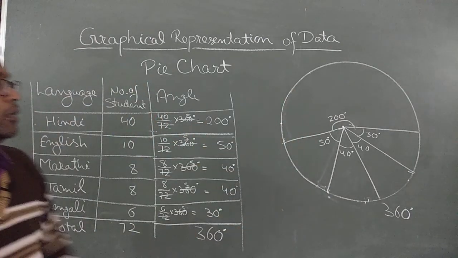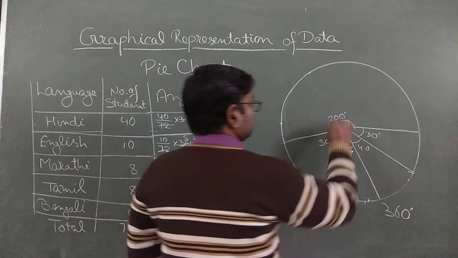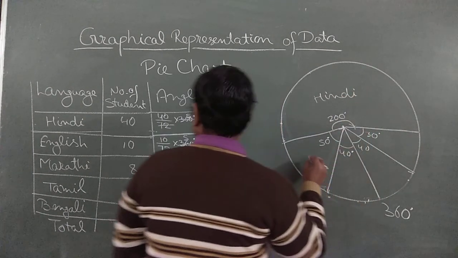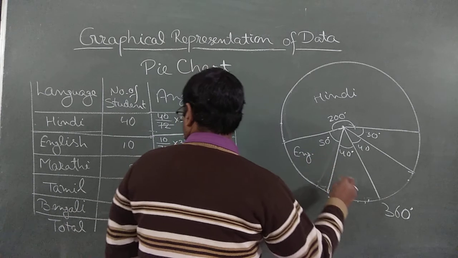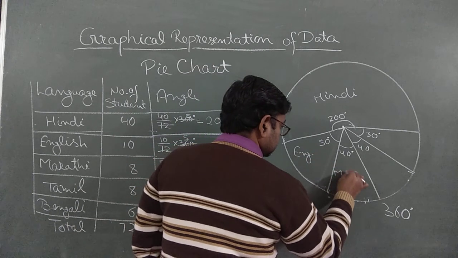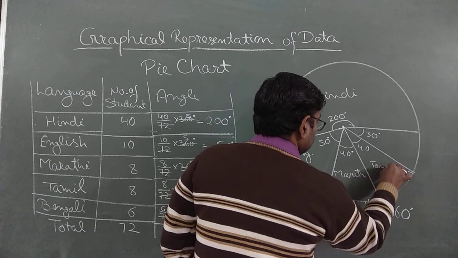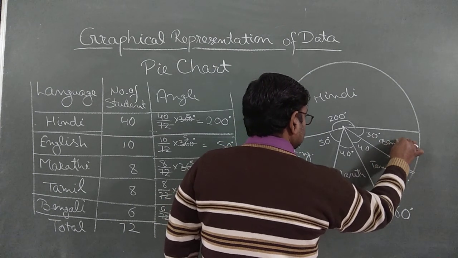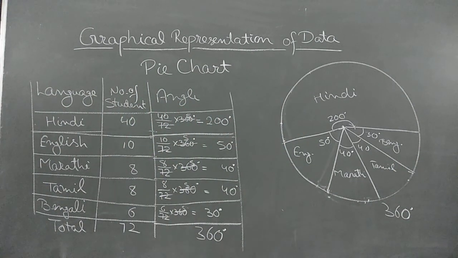Now this is your pie chart. This pie chart represents Hindi, and this is, I think, English, Marathi, Tamil, and this is your Bengali. So this is the representation of a pie chart, how we represent it.